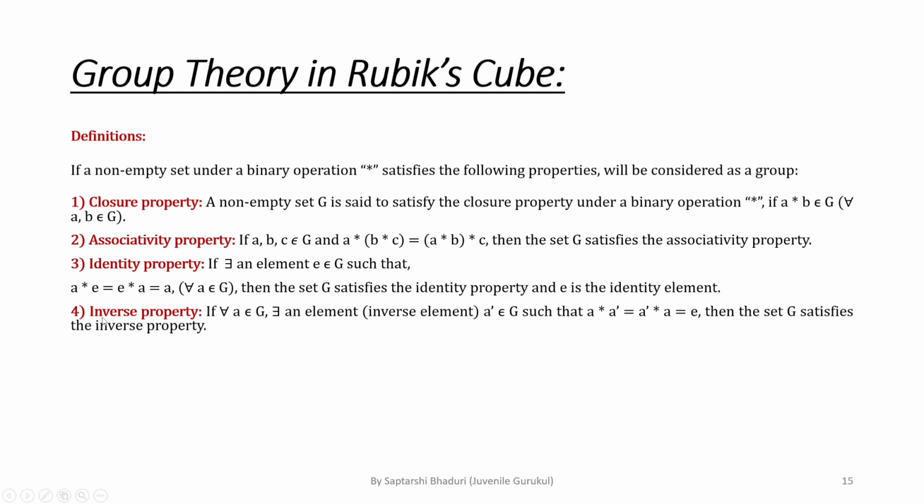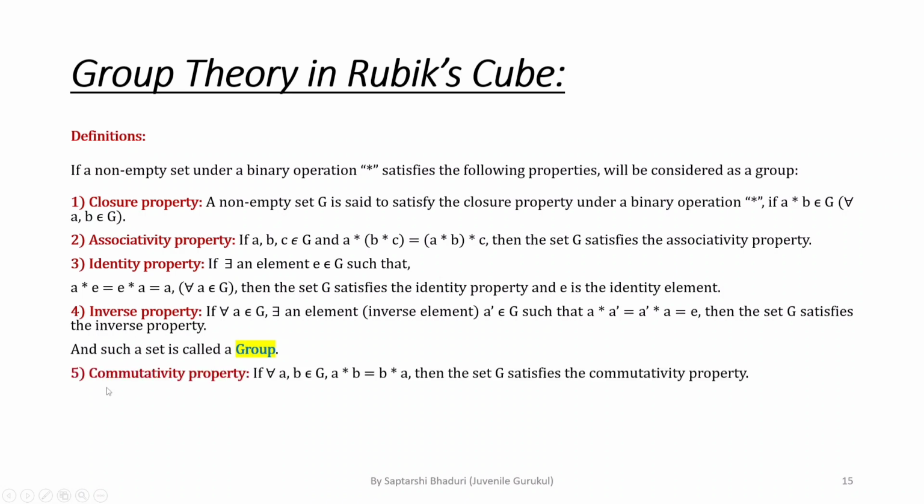Fourth property it has to satisfy is the inverse property. If for all elements A belonging to G there exists an element which is called the inverse element, I am denoting it with A prime. So A prime belongs to G such that A star A prime equals A prime star A equals E, which is the identity element, then the set G satisfies the inverse property, and such a non-empty set is called a group.